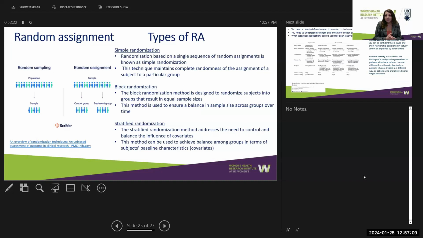So for randomized assignment, I'm going to talk about this briefly. There are 3 major types of random assignment. Simple randomization, so basically it's like we throw a coin and say 50% go to the treatment group and 50% to control.